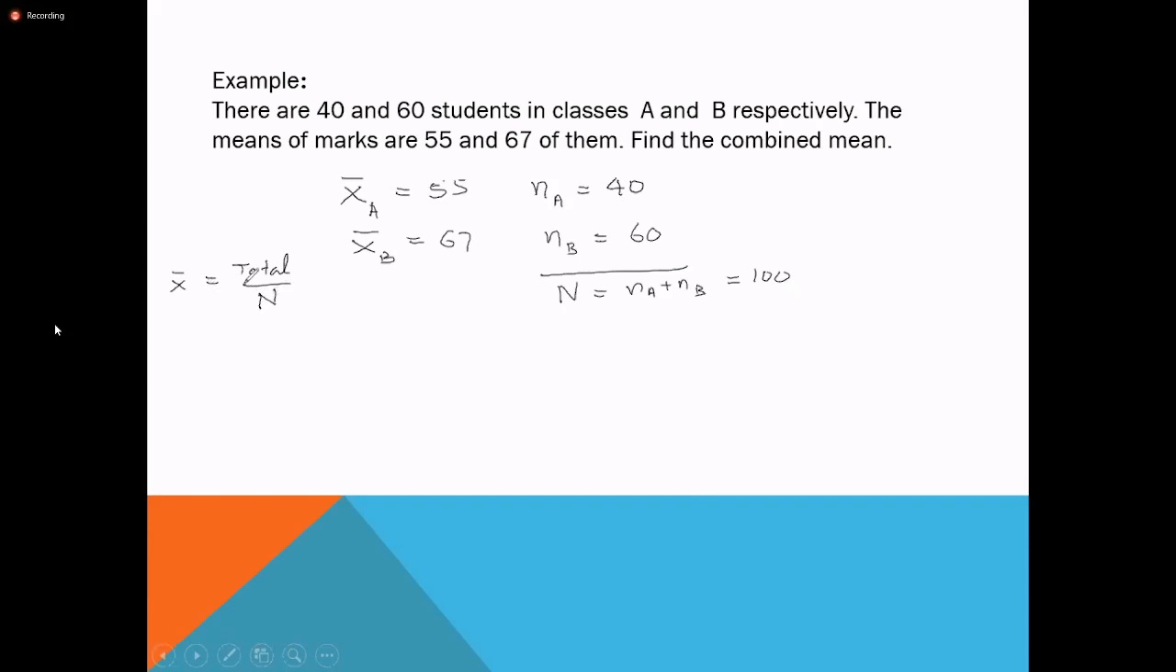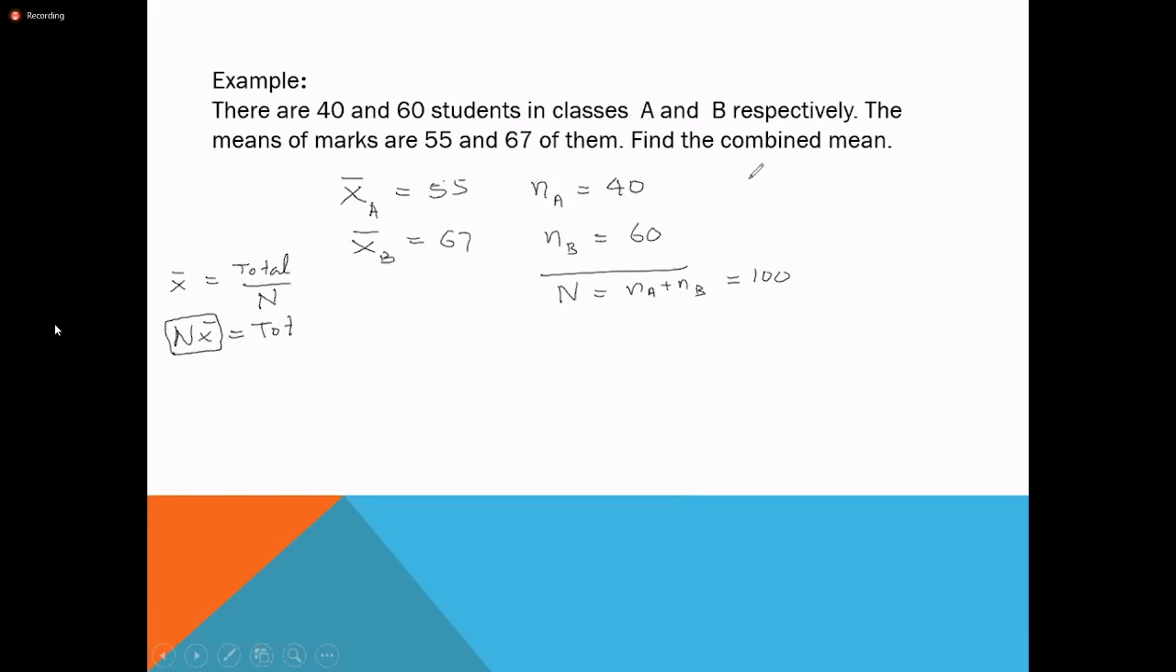Let's suppose the number of items in this mean is n here. Then if you take the cross product, n x bar is the total. So total is equal to n x bar. So if we multiply the mean by the number of items, we get the total of group A.